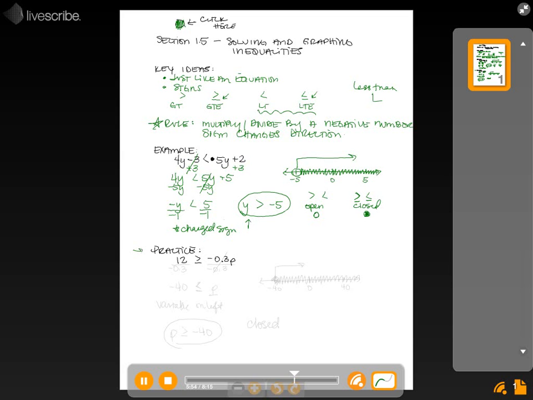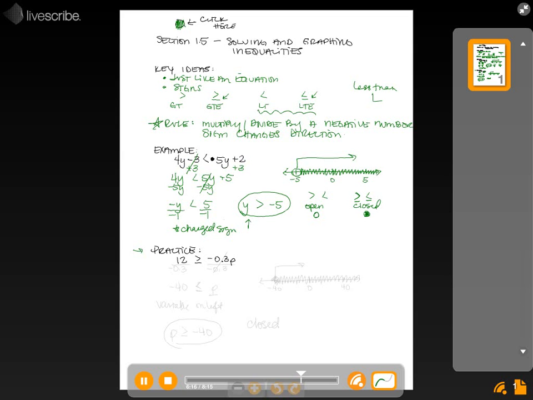Now I've got a problem here. This is your practice problem. It is 12 is greater than or equal to -0.3p. I want you to pause the video, solve it by yourself, and then come back and watch me work it out and check your answer and make sure you've got everything right. So you need to solve it and then graph it. Go ahead and pause it now and do that.